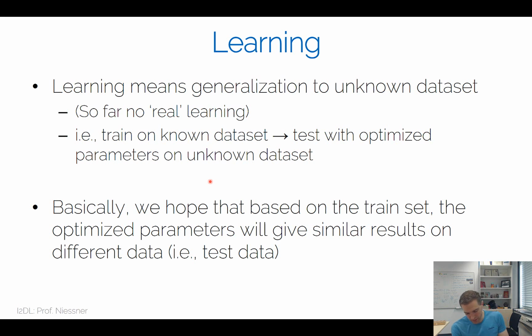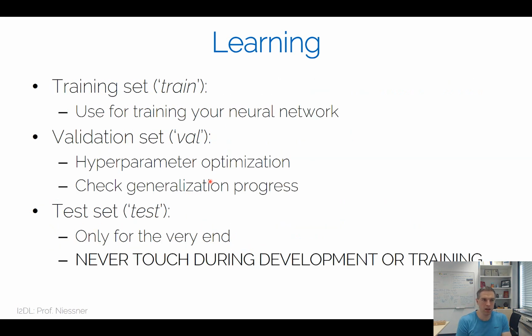Okay, so learning, how does it work? Well, we have these three things. We have our train set, we have our val set, and our test set. We use the training set to train the neural network parameters, right? This is the only reason why we have the train set. We don't do anything else with it. The validation set is for hyperparameter optimization. And the biggest hyperparameter is basically the learning rate. We check how generalization works between training and validation, right?